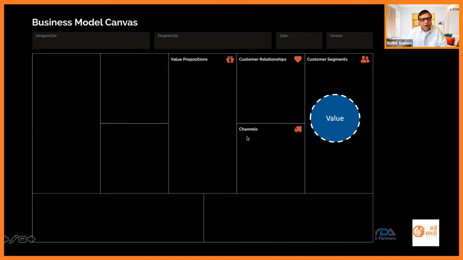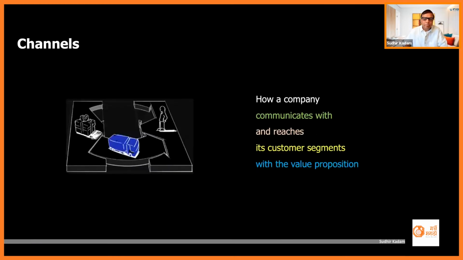One is channels and one is customer relationship, because they will go hand in glove, and I'll show you how they go hand in glove. But first, let's look at the channels. Channels means how a company communicates and reaches its customer segments with the value proposition.